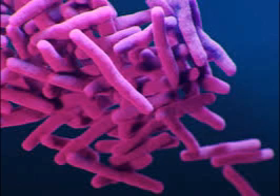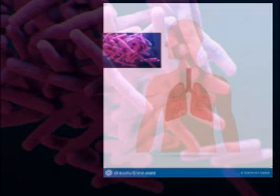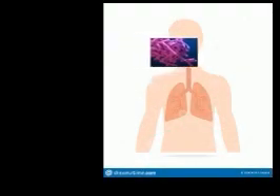Tuberculosis is an emerging infectious disease that claims the lives of about 210,000 people annually. TB can affect many areas of the body, but it is a primarily respiratory disease. The most common area that the disease affects is the lungs. TB is spread through airborne transmission.